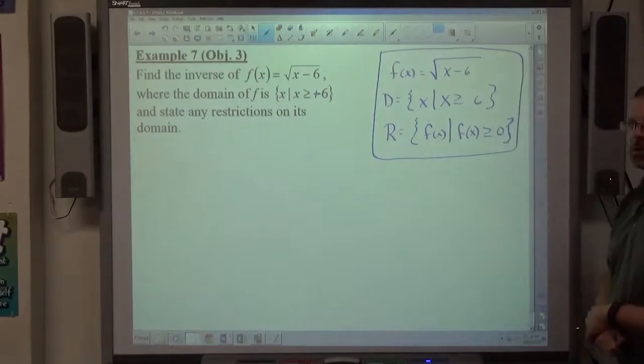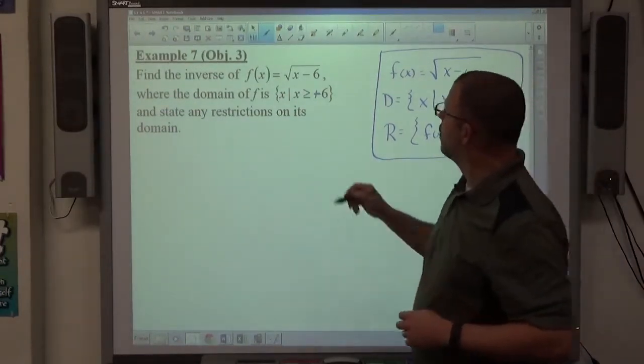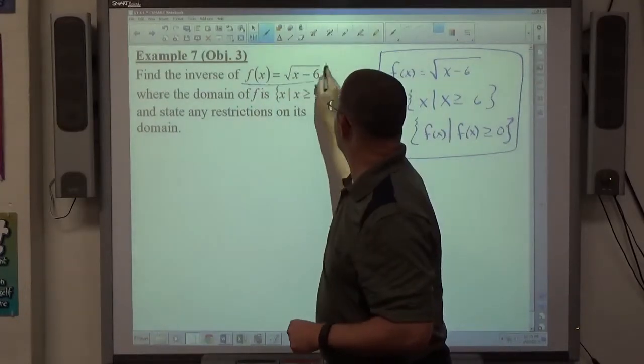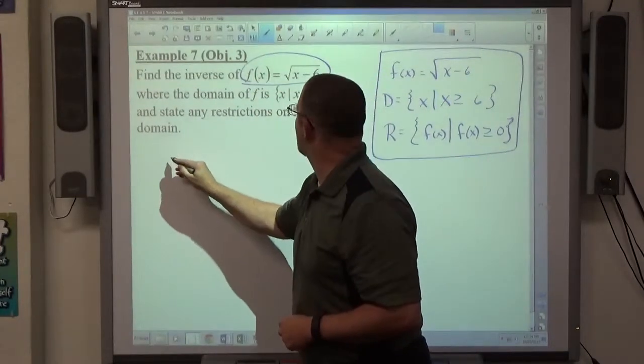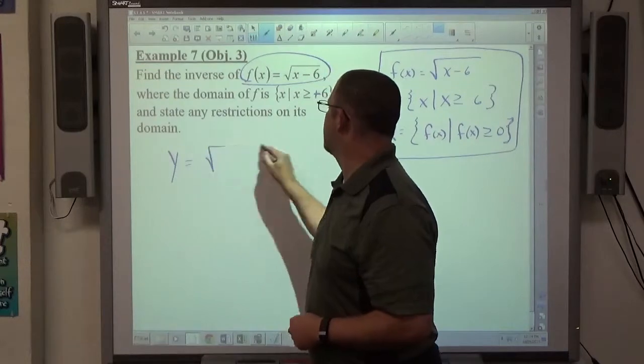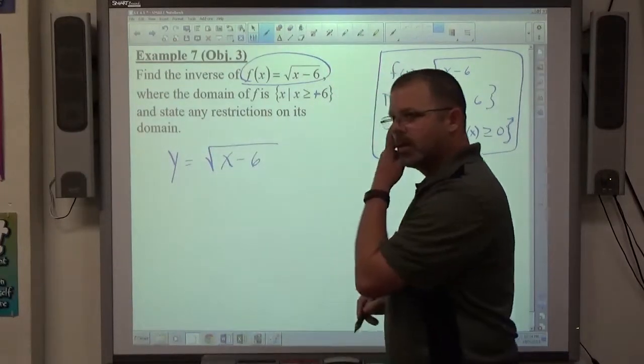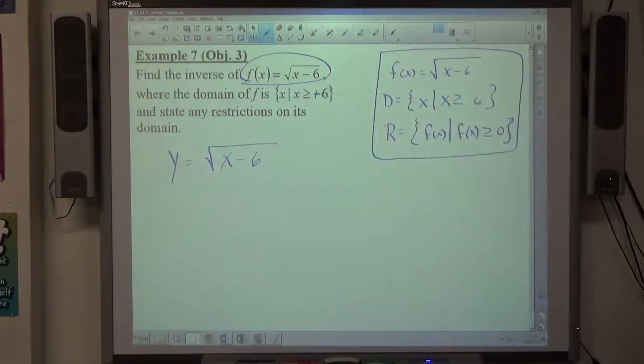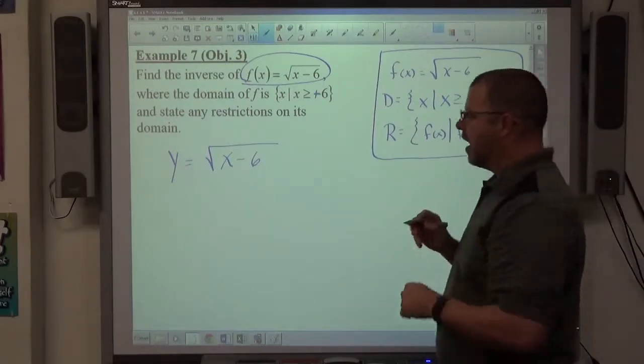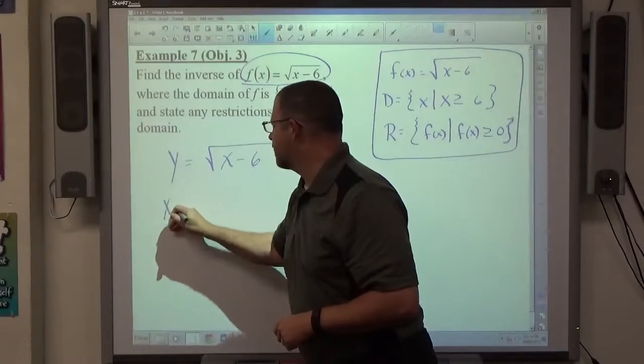That's very important. And once you've established domain and range, again, we want to make the inverse function. So I take my original function, f of x equals the square root of x minus 6, and write it in y-x form. So y equals the square root of x minus 6. And that's the original function. I haven't done anything to it yet except that f of x became y. I swap the x and the y.